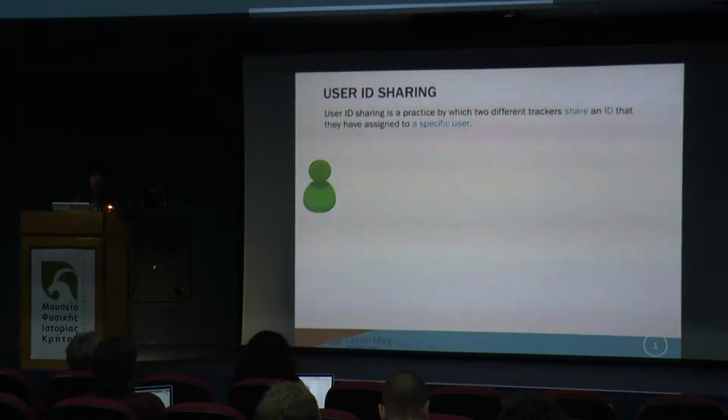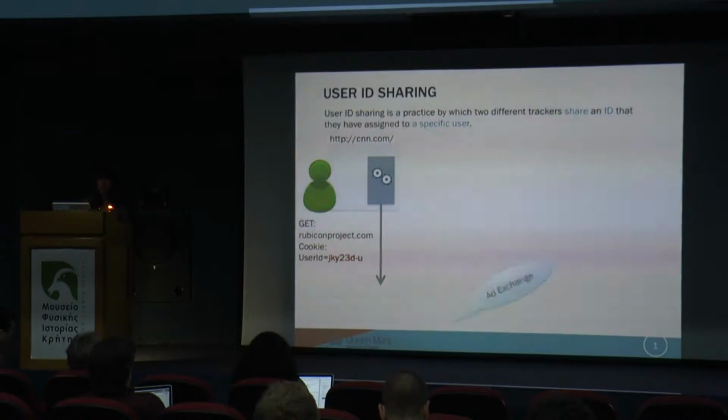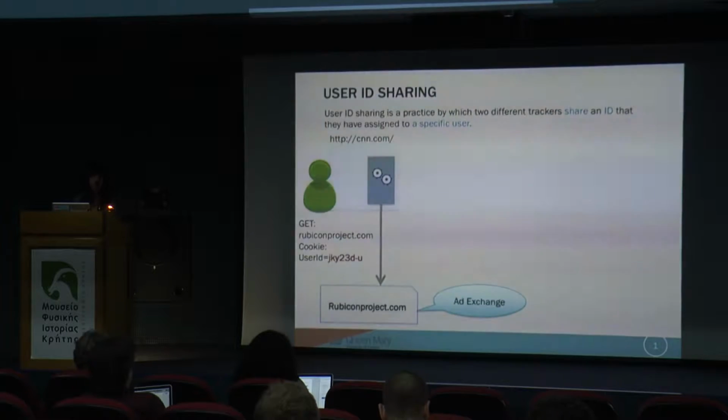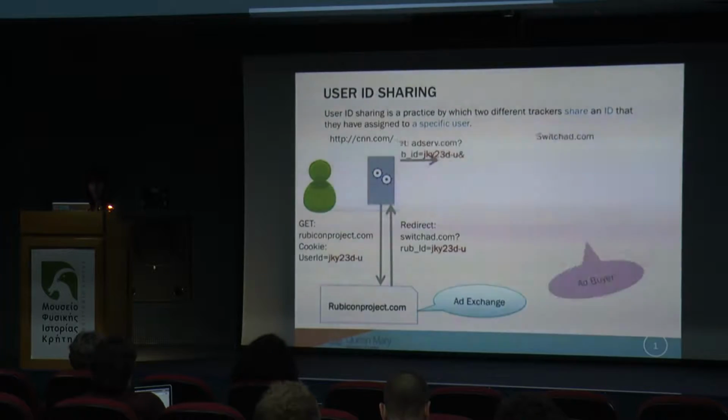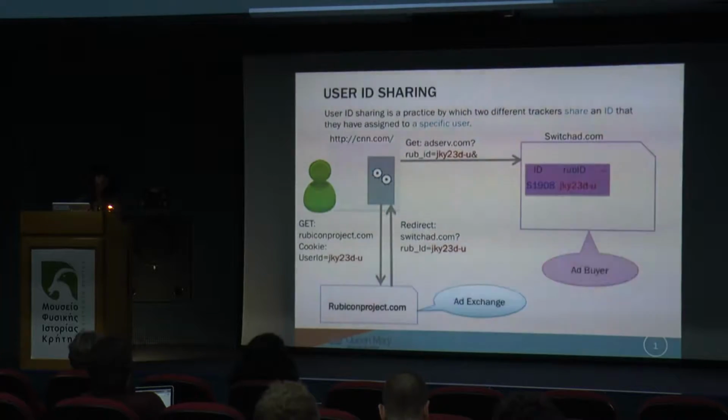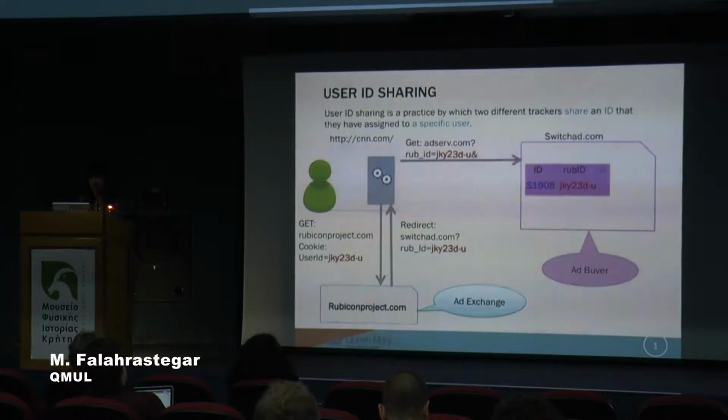Consider a frequent visitor of CNN.com. When CNN is loaded, it will send a request to an ad exchange, for example Rubicon Project, asking for a targeted advertisement for this particular user. Consequently, Rubicon Project redirects this request to an ad buyer, and it includes in its request the specific identifier that it has already assigned to this user.